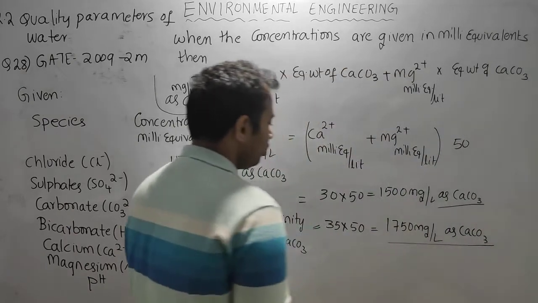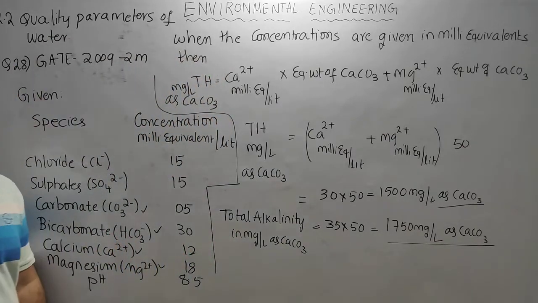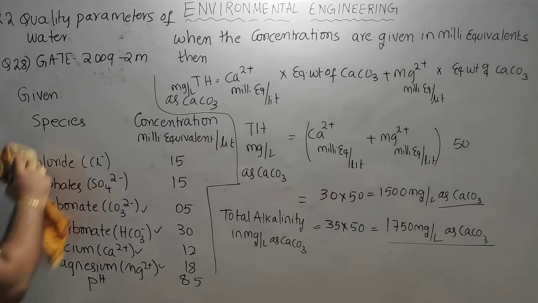So this is the total alkalinity, that is total hardness. So the 28th question answer is 1500 and the 29th question answer is 1750. Let us go to the next question, question number 30 and 31. It is again a common data question given in 2010. Every year approximately 4 marks come from this topic.